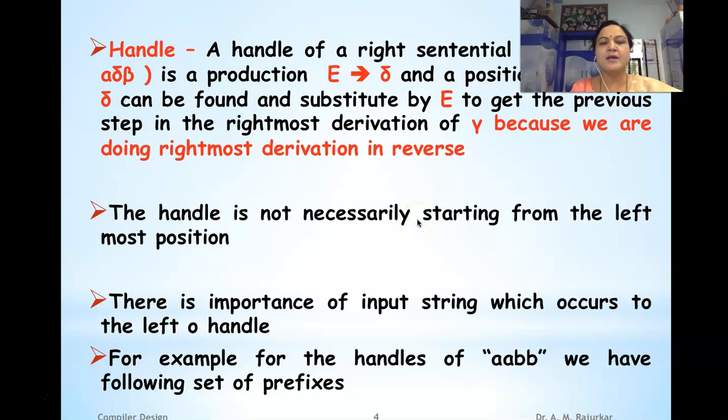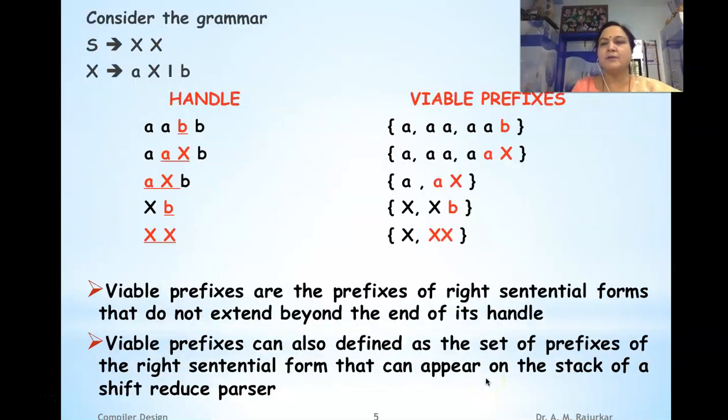Okay. So the handle does not necessarily start from the leftmost position. The handle can be any substring. It is not necessary that it should start at the leftmost position of the input. So there is importance of input strings which occur at the left of the handle. For example, for the handles of AABB, we have the following set of prefixes.